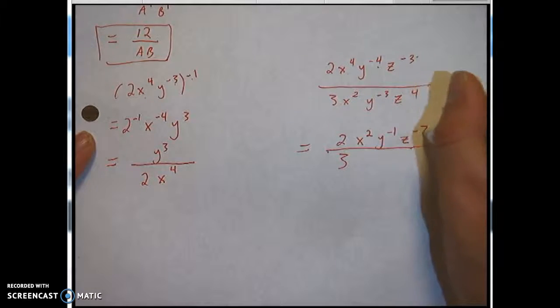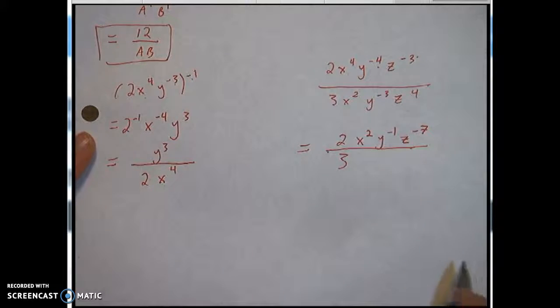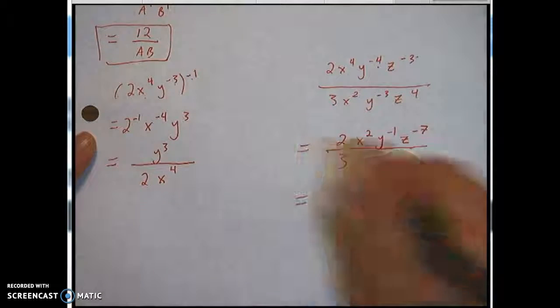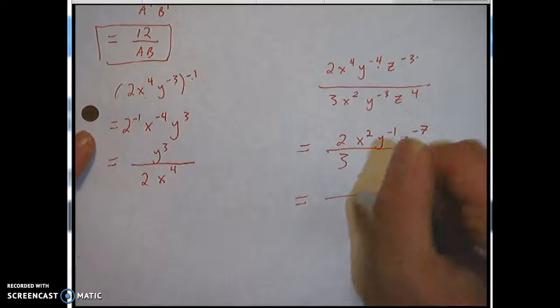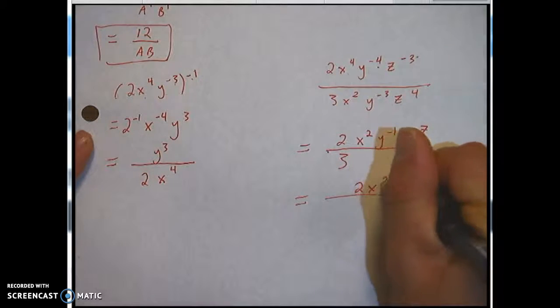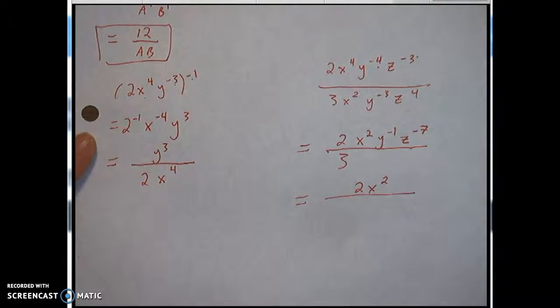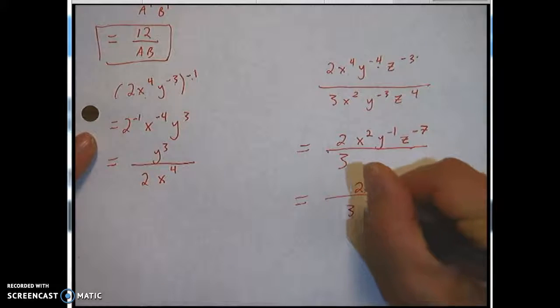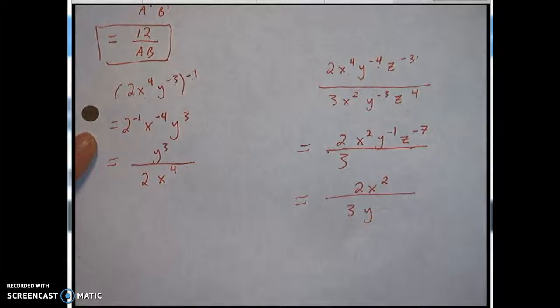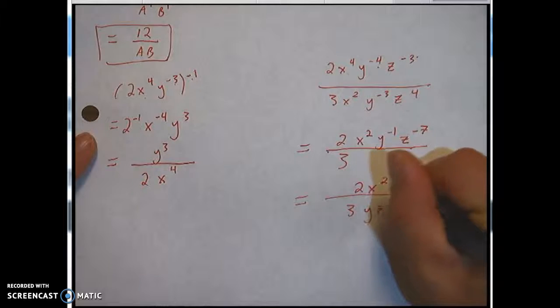to the negative 7th. Now you'll notice that I've got some negatives on the top part of the fraction, in the numerator, so I need to move those down to the denominator. So on top of this fraction, in the numerator, I've got 2x squared. On the bottom, I'm going to have 3 y to the first power, or just y, z to the 7th power.